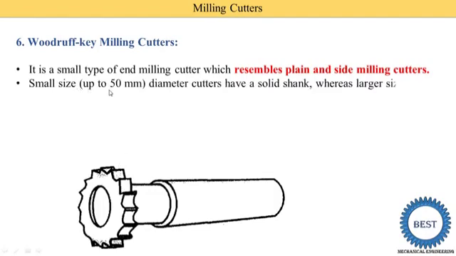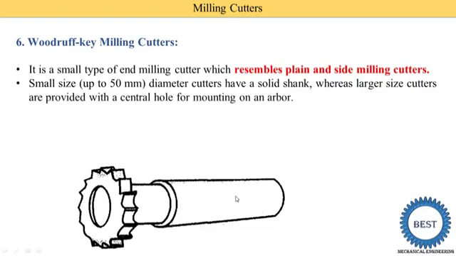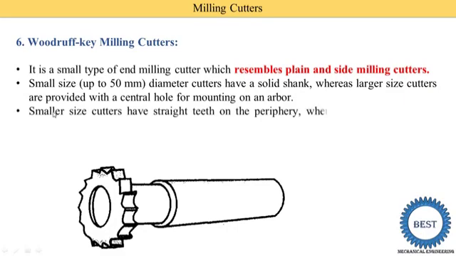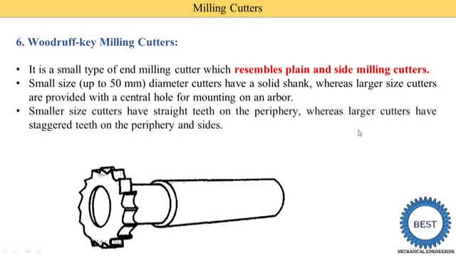Small size cutters up to 50 mm diameter have a solid shank, meaning this shank is solid, not hollow, whereas larger size cutters are provided with a central hole for mounting on the arbor. Smaller size cutters have straight teeth on the periphery, whereas larger cutters have staggered teeth on the periphery and the side. So I complete this video here. For other types of milling cutters I will make another video, because otherwise this video is too long.